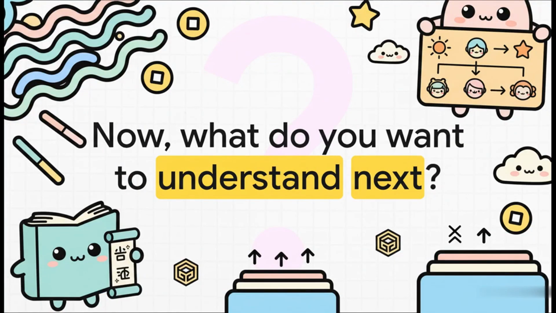And there you have it. We've gone from what looked like a random jumble of lines to a real story with a clear structure, a cast of characters, and a plot. We've built the foundation. It's all yours now. So the only real question left is, where do you want to go from here? What do you want to understand next?